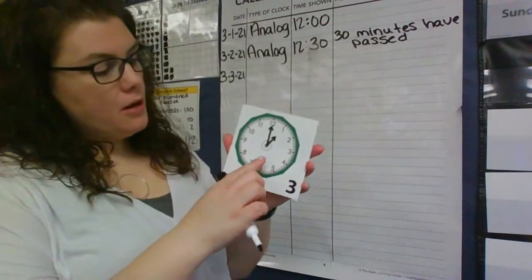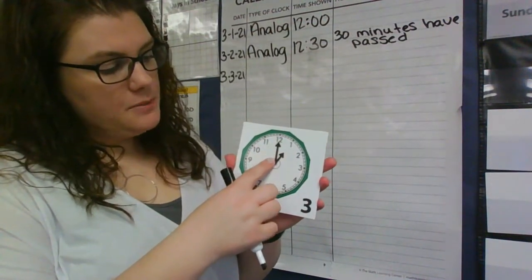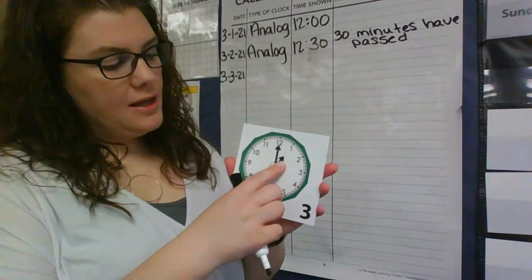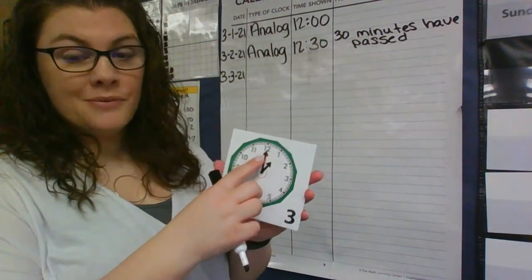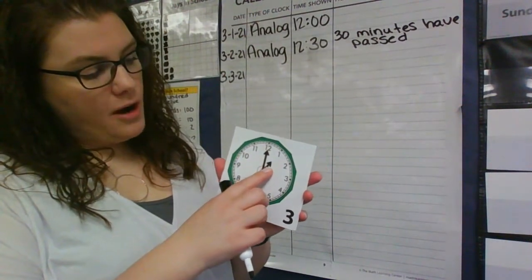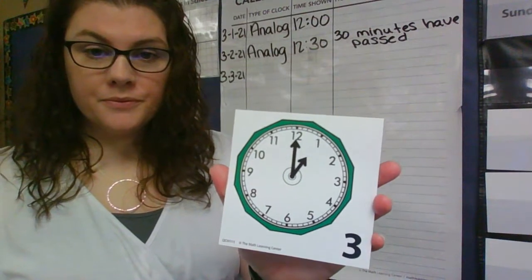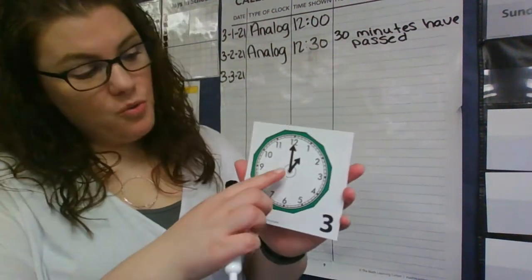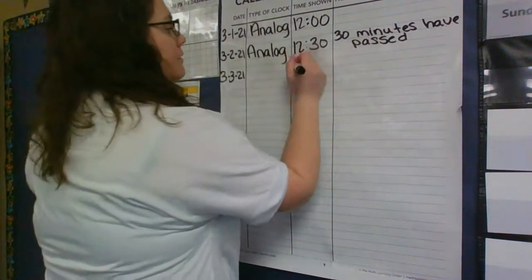Let's get our clock card for the day. Okay, remember, our short hand is the hour hand. Our long hand is the minute hand. Say it with me. Short hand is the hour. Long hand is the minute. So where's our short hand or our hour hand pointing to? What number? To the 1. Good. So that means our hour is 1 o'clock.